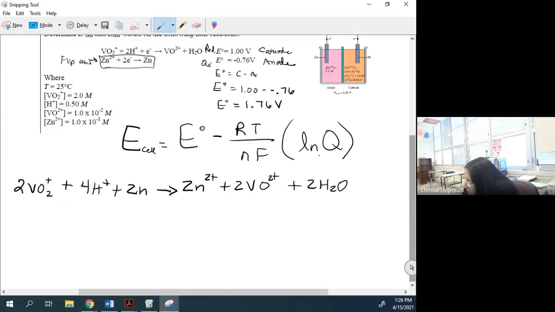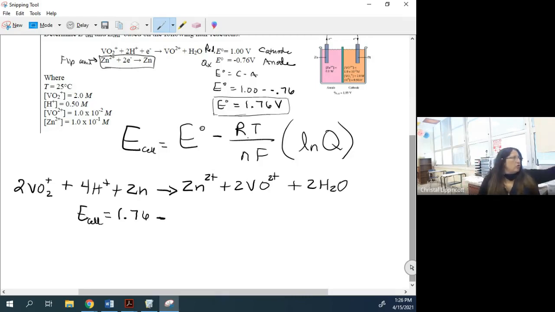So we start plugging stuff in now. Our E cell is going to be equal to, we calculated that right here, so that is 1.76 minus R.